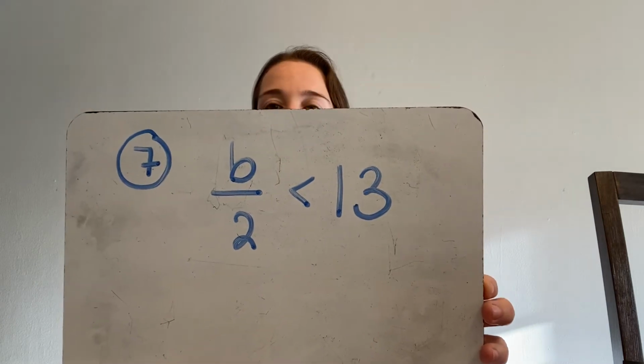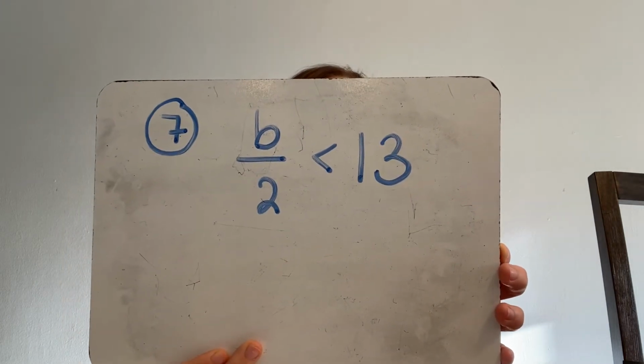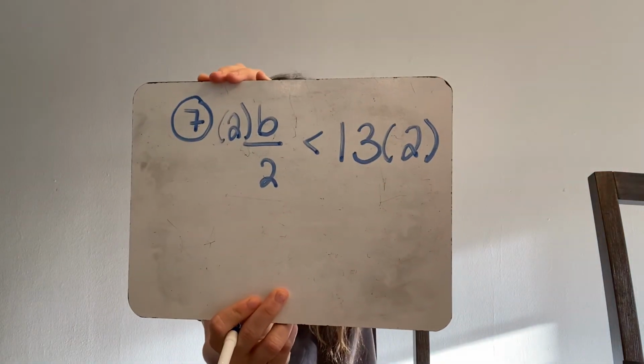So if b divided by 2 is less than 13, that's showing b divided by 2. Again, we need to get the b alone. So the first thing we're going to do to get the b alone is think about what's the inverse operation. So it says b divided by 2. So my inverse is going to be to then multiply by 2 on both sides. And I just show that with a little parentheses on both sides.